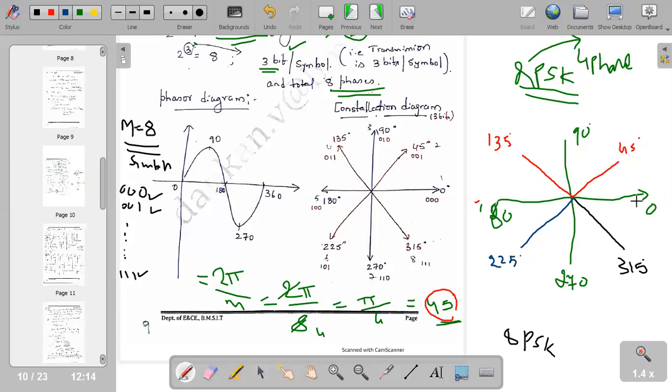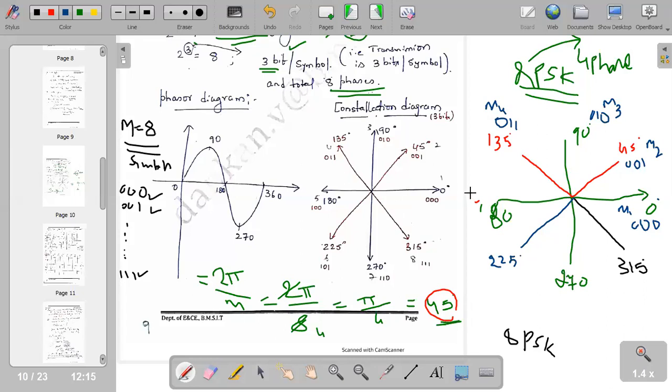Now for a phase angle of 0 degree, we can have a bit stream 000. That is your message symbol, say M1. And for 45 degree, what is the bit stream? It is 001. Say message signal M2. And for 90 degree, it is 010. We can write message signal M3. And for 135, it is 011. I'll say message signal M4.